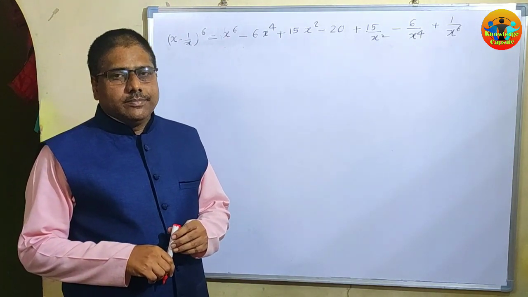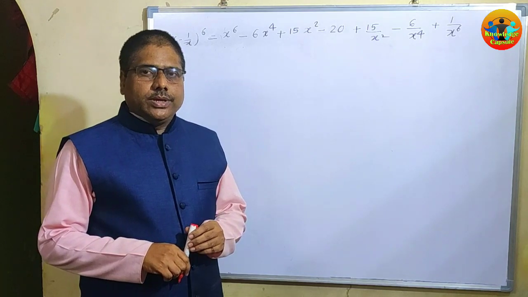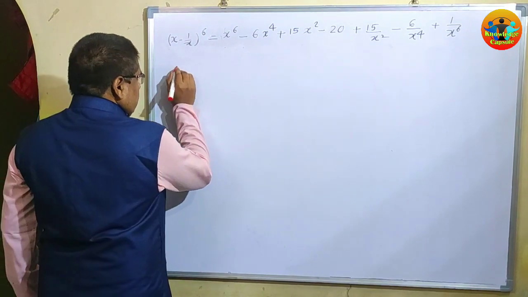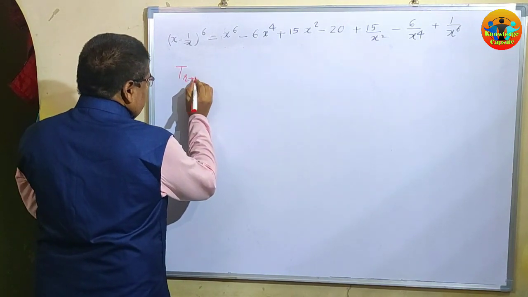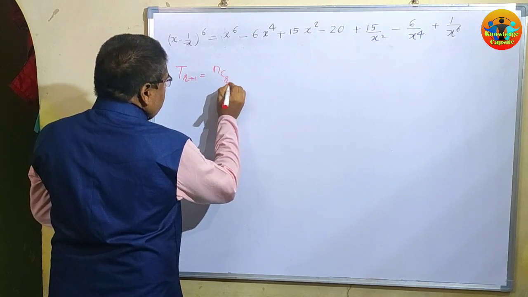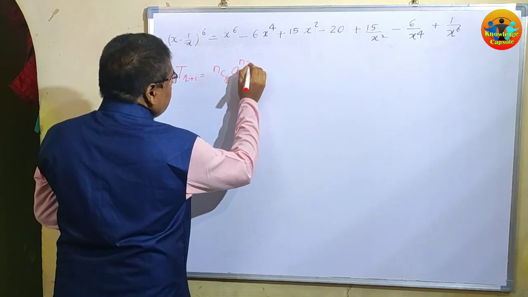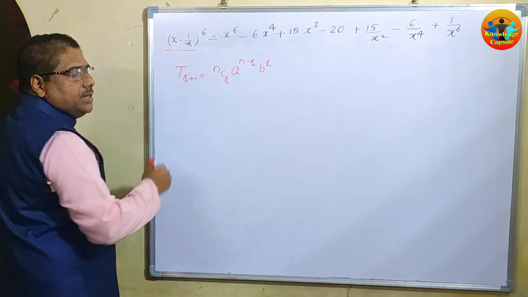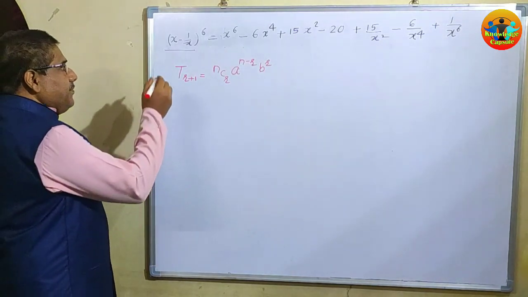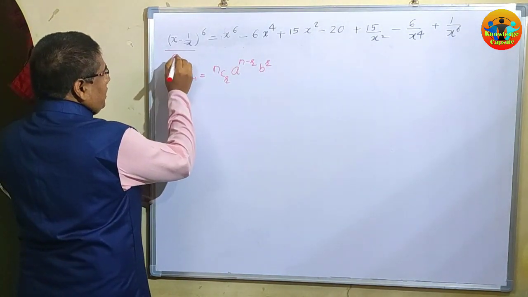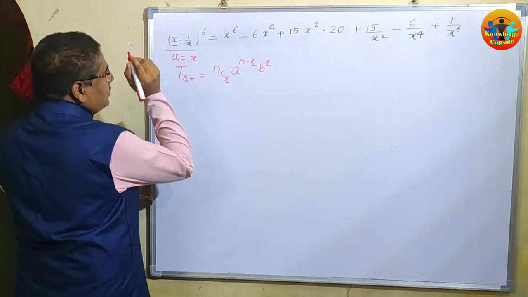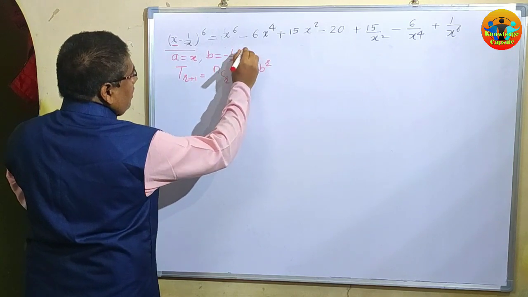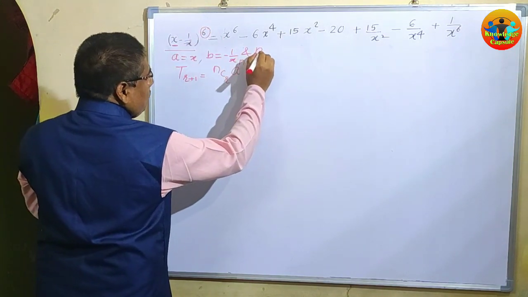The formula for general term, that is T(r plus 1), is equal to NCr a raised to n minus r into b raised to r. Here, for the expansion of this x minus 1 by x whole raised to 6, the first term is a is equal to x. Second term is b is equal to minus 1 by x, and the index n is equal to 6.